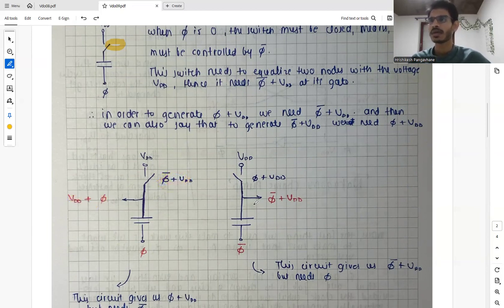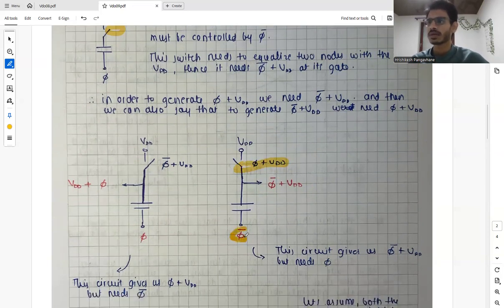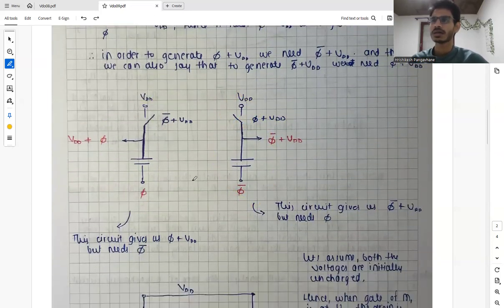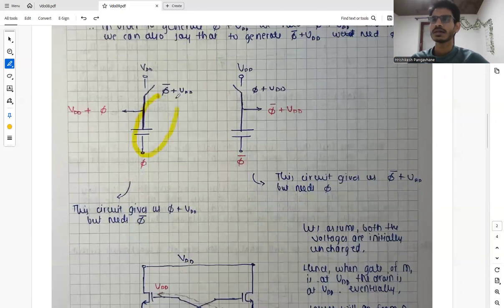And we can also say, vice versa, that to generate phi bar plus VDD, we will need phi plus VDD at this gate. So basically, when we look at these two circuits, this circuit gives us phi plus VDD, which we wanted, but it needs phi bar plus VDD. So basically it needs something from phi bar.